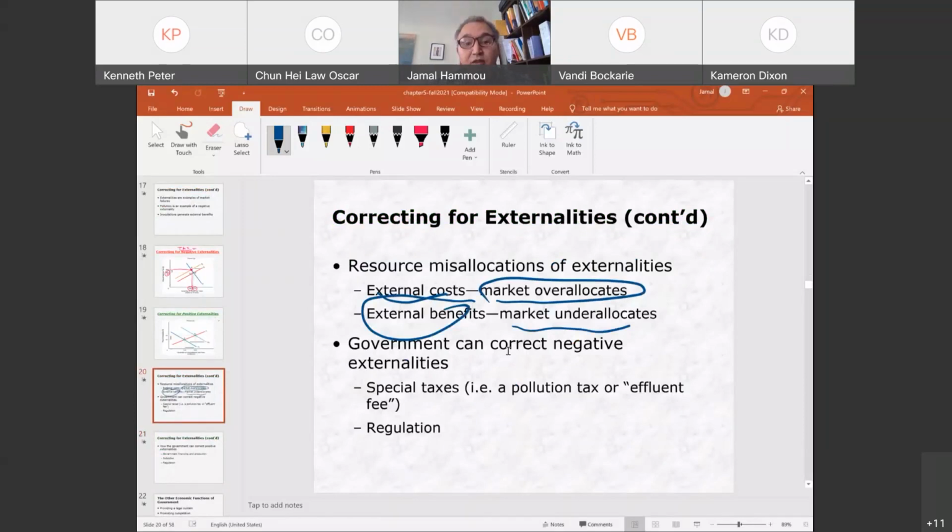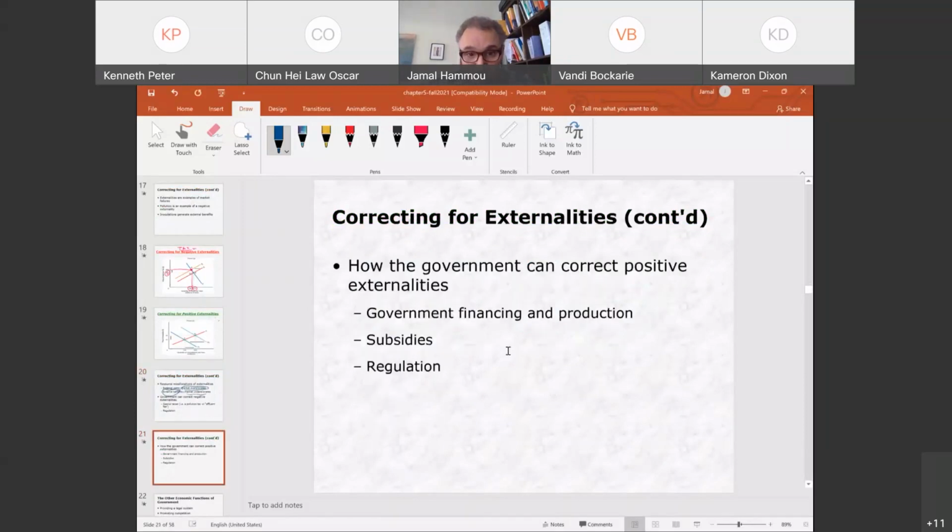We can also correct positive externalities. We help people to consume more of the product, either through financing for production, subsidies, or regulations. Okay, so other functions of the government.